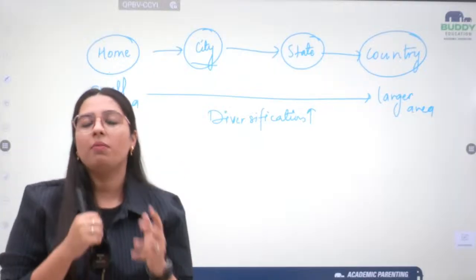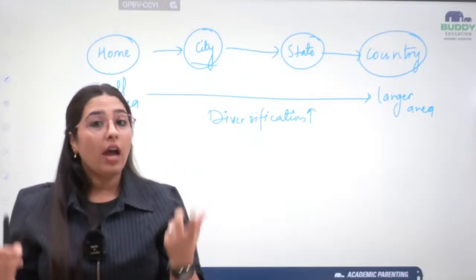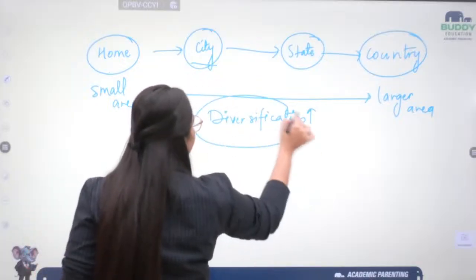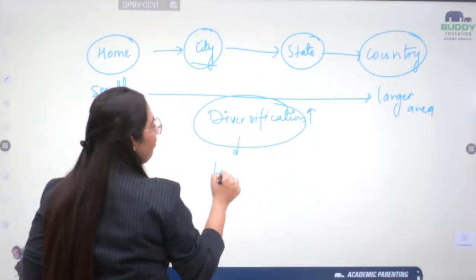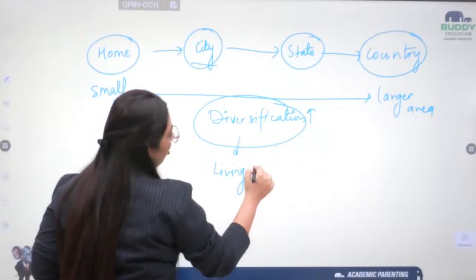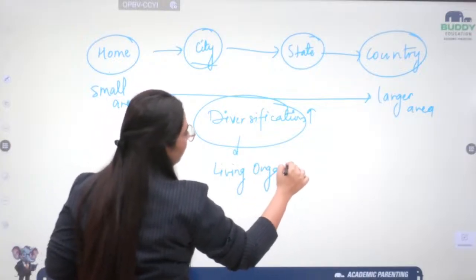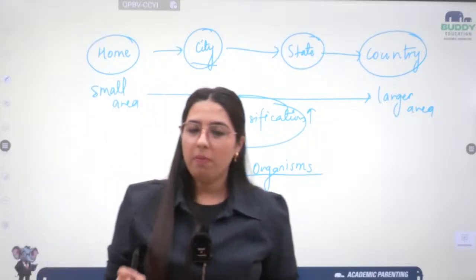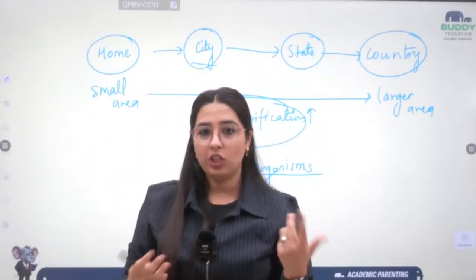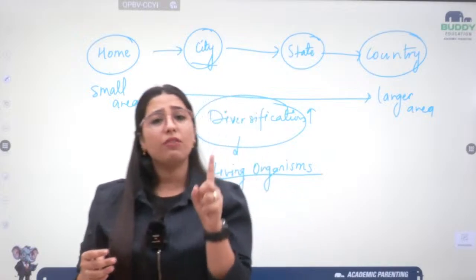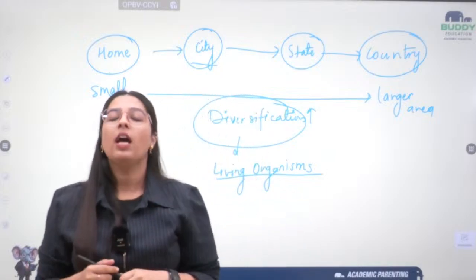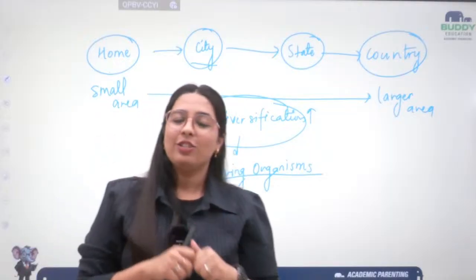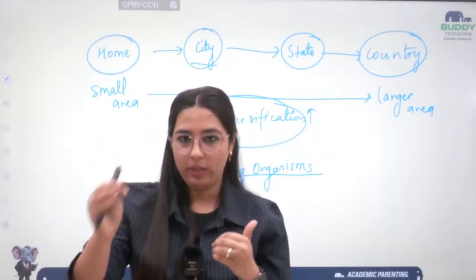So there comes the context that I am talking about, with respect to diversity. I am talking about this diversification in living organisms. Okay, now let's talk about this diversification in living organisms. There is one specific word given in our textbooks, that is biodiversity. Yes. So I was taking you all there only.